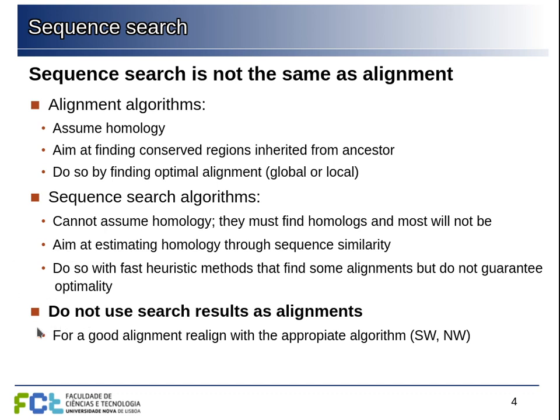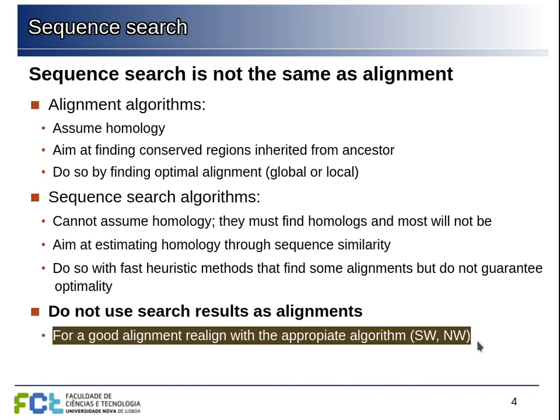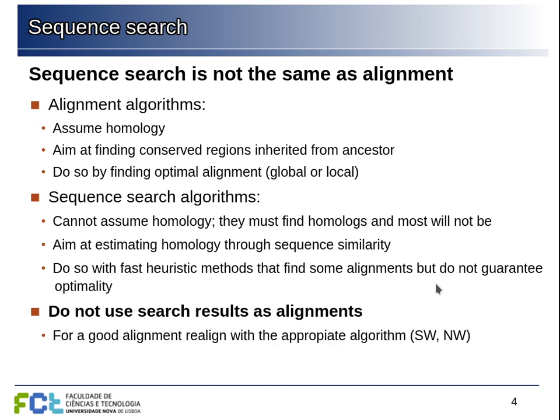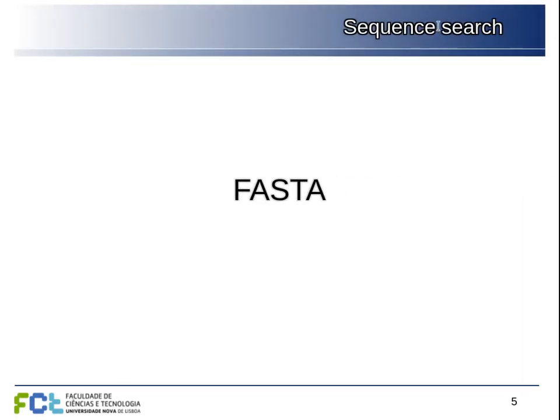If you want to really obtain a good alignment after you get the results, you need to use those algorithms that we saw before, like the Smith-Waterman or the Needleman-Wunsch, depending on the alignment you want, to obtain a good alignment between those sequences. So remember that the algorithms we're going to use for sequence search are not really good alignment algorithms. They use quick and dirty methods, so to speak, in order to find the solutions in a feasible amount of time. So let's start by looking at FASTA.